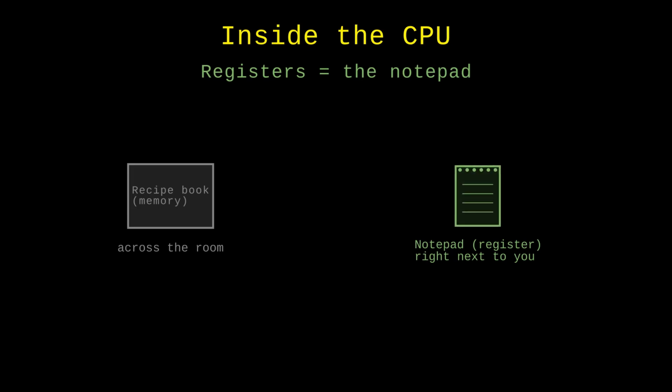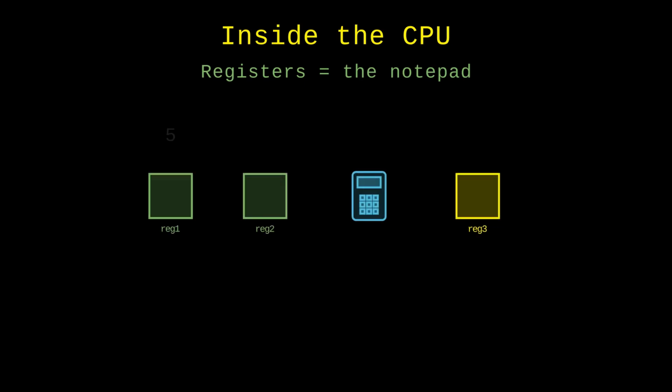They're tiny, a modern CPU only has around 16 to 32 registers. And each one can only hold a single number. But they're incredibly fast, the CPU can read from or write to a register almost instantly. When the CPU wants to add 5 and 3, it writes 5 into one register, writes 3 into another register, tells the ALU to add them, and the result, 8, goes into a third register.